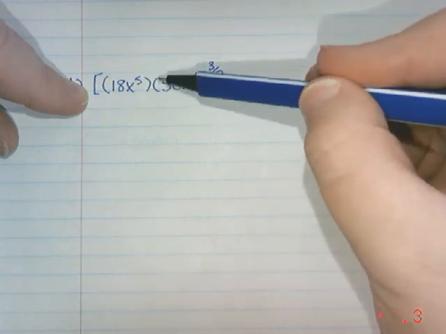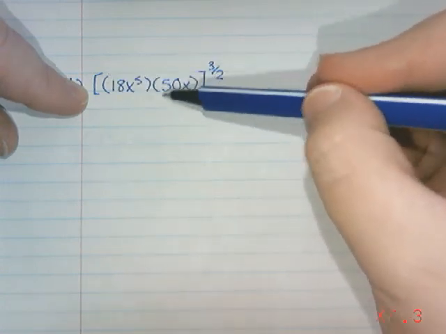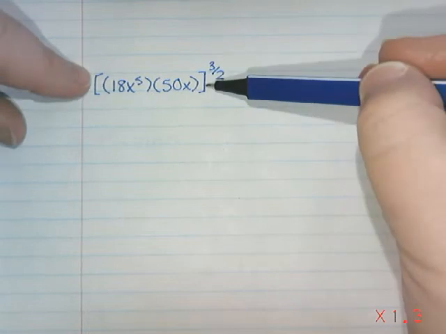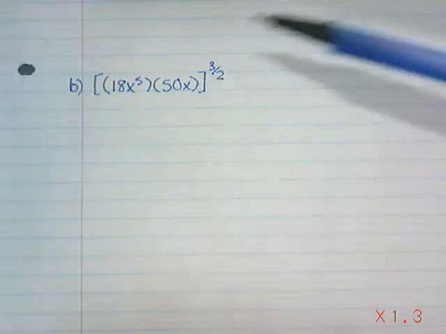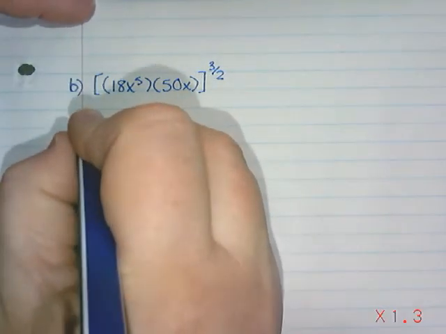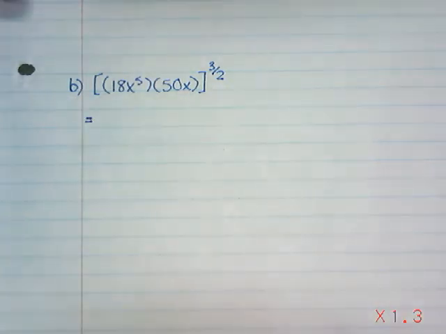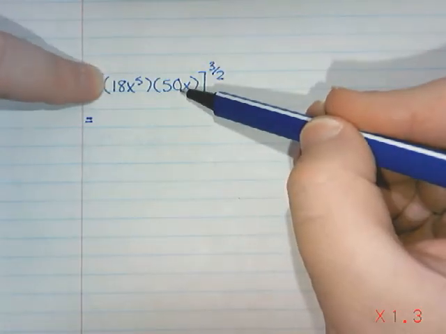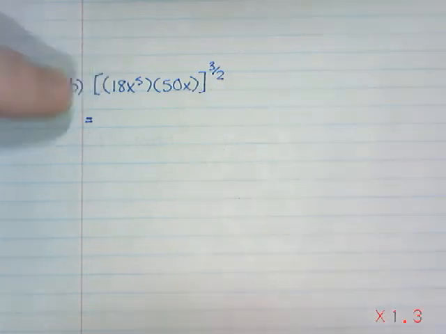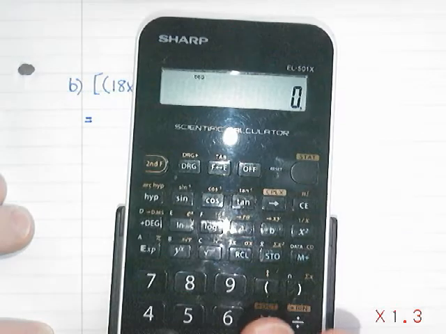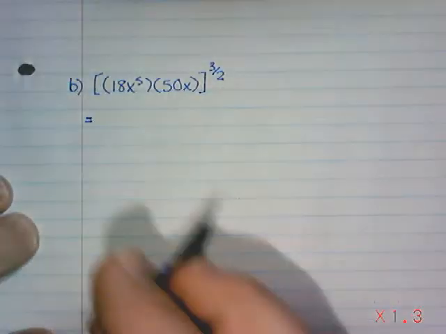Now these do have brackets as well, but that really is just to show multiplication. So inside the big set of brackets we have multiplication. That's what we're going to do first. So when I go to multiply these together, I'm going to do the coefficients with the coefficients as regular multiplication. So I'm going to do 18 times 50, which is 900.